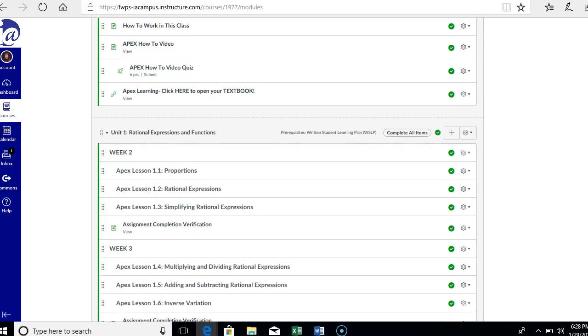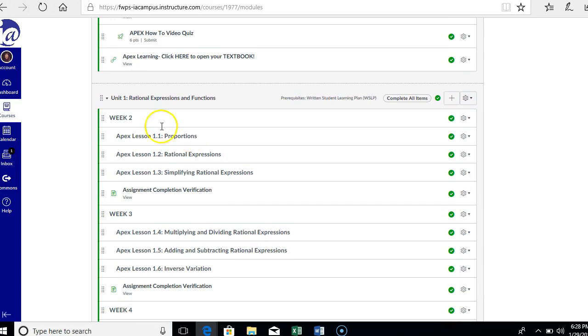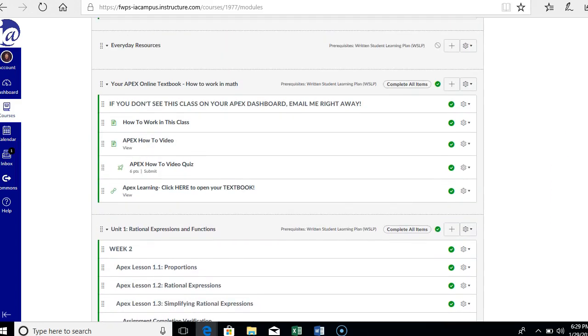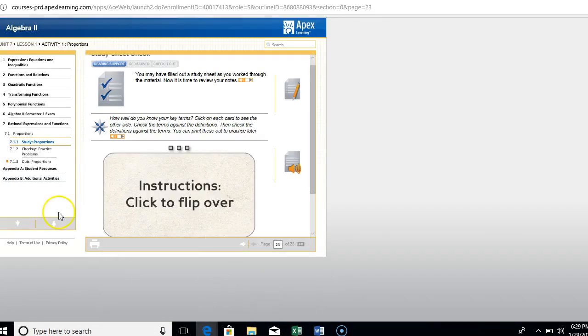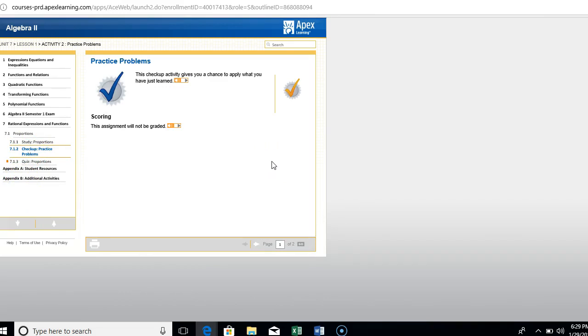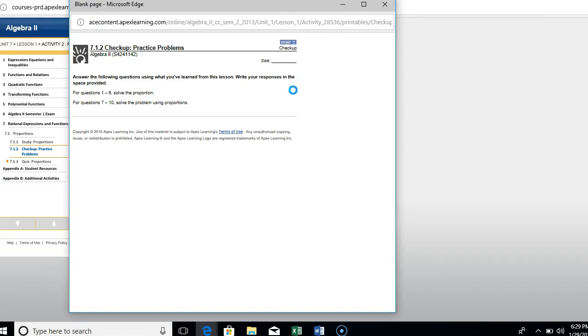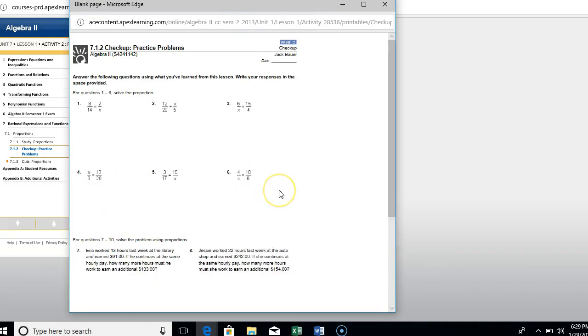And I am going to make a folder under Unit 1 here for all of the Apex lessons in that unit. So you can check your answers before you move on. When you're done with your study and you've checked your answer, the next part of the lesson is to do your checkup. Your checkup is another worksheet. This time, the answers are available in Apex.